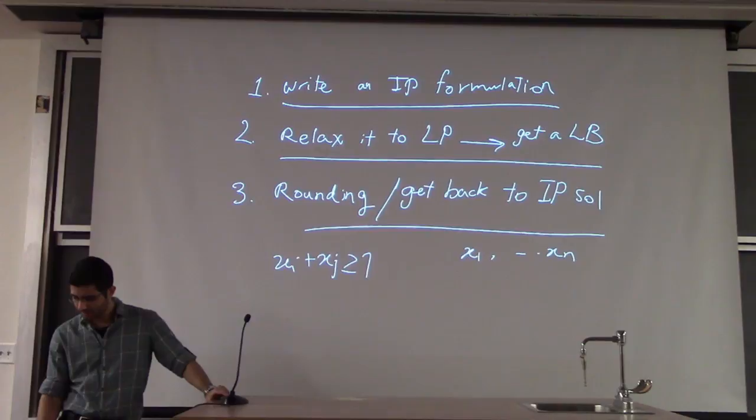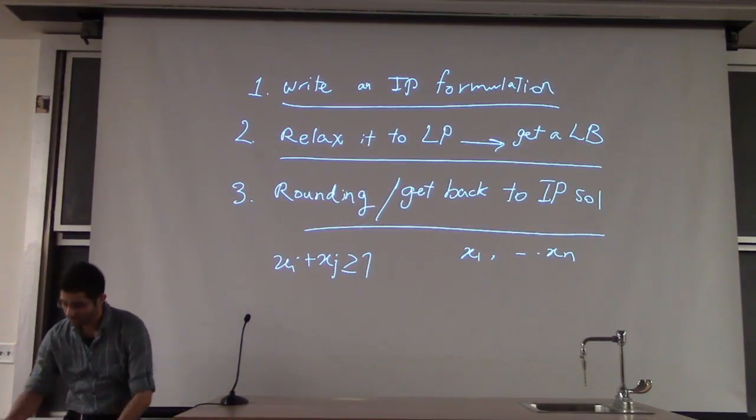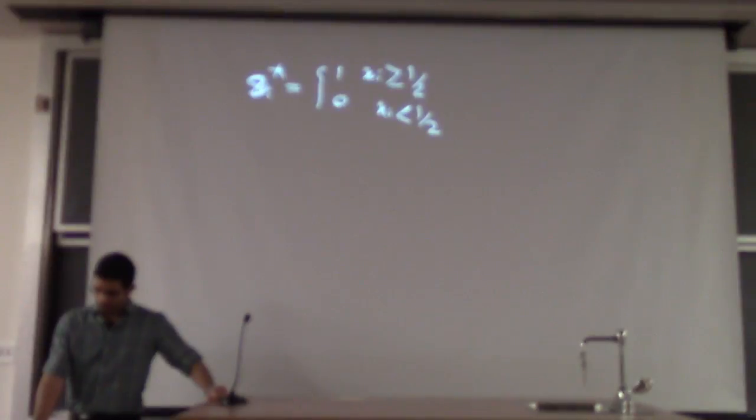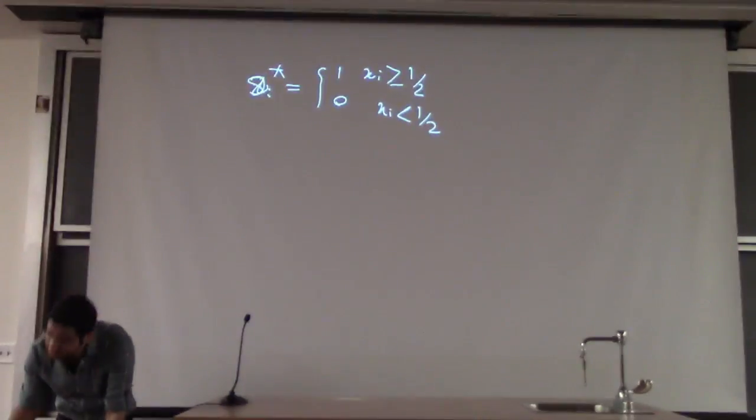So the first step is writing an IP formulation, the second step is LP relaxation, and the third step is rounding. We've seen the deterministic rounding. We have said that if xi is greater than or equal to 1/2, then replace it with 1, otherwise replace it with 0. That's deterministic. But deterministic won't always give you a good answer. And the example is set cover.